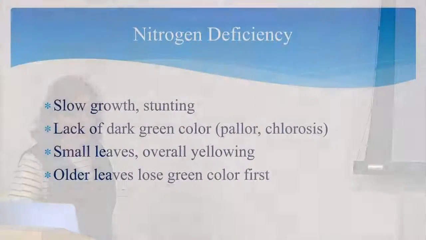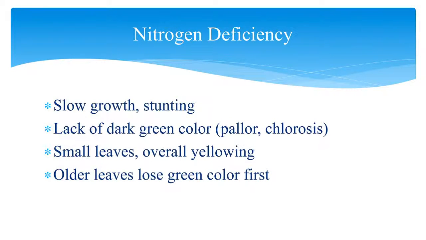So if things are just growing out there and they seem a little bit pale, or they're not growing very well to the size, it may be that there is a lack of nitrogen, assuming everything else is okay. Then you add a little nitrogen to it and see what happens. If it improves, then you know that was probably the clue. So if it's short, stunted, pale, or chlorotic, as we say, the leaves are smaller, we have overall yellowing, and those older leaves start to lose green color first, then we know that might be a nitrogen deficiency.